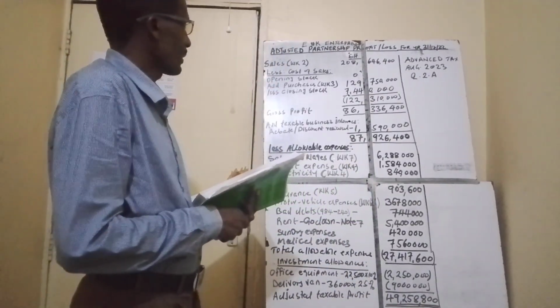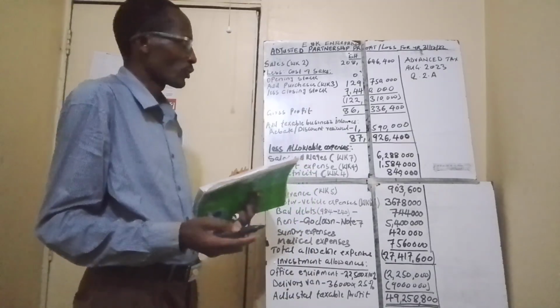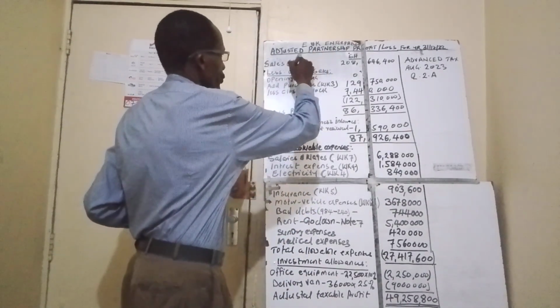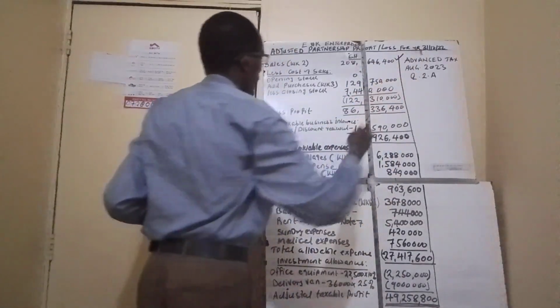Now let's work it out. So we have read the question together. Let's do the solution. Now you start with the sales. The sales figure is there.